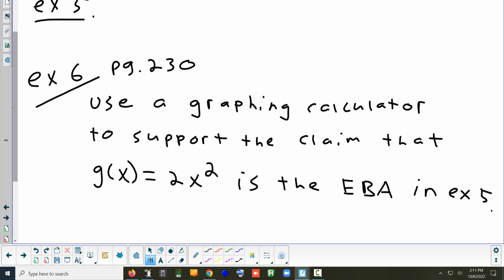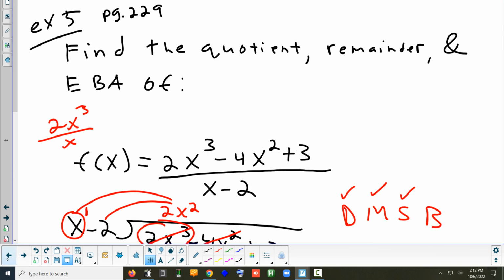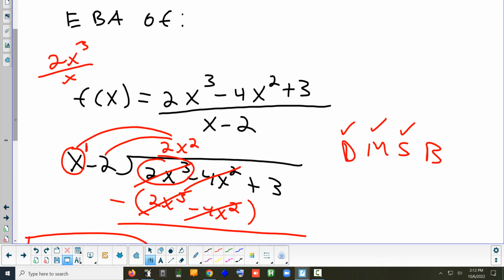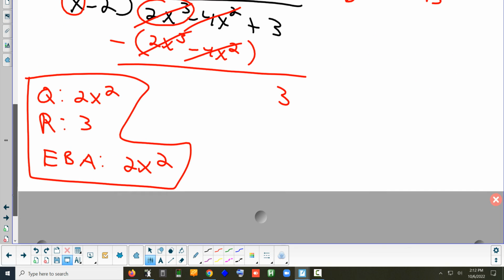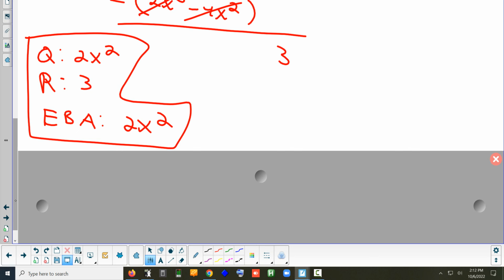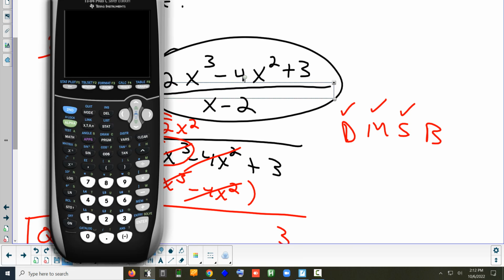All right, so what I want to do now is graph the problem we just did. I want to graph this problem, and I want to graph what we think the EBA was, 2x squared. And I want to show you that when you graph it, this is going to be a curve that it gets closer to. All right, so let's see what it looks like.